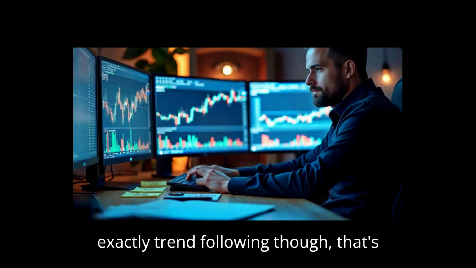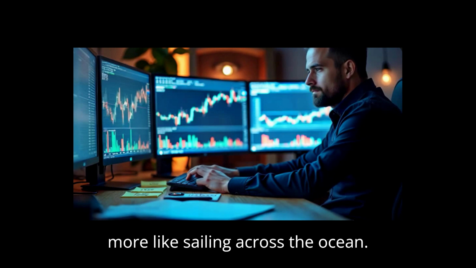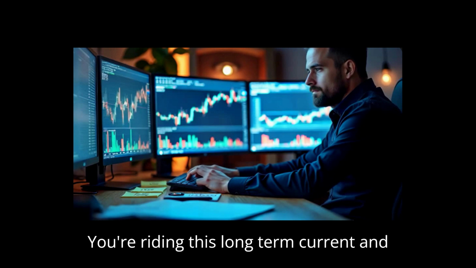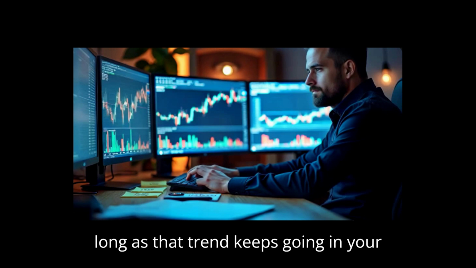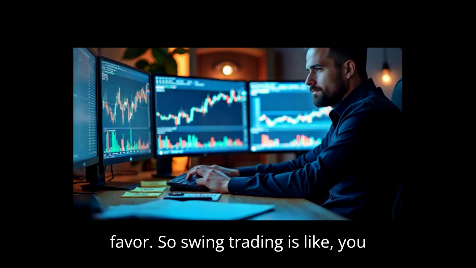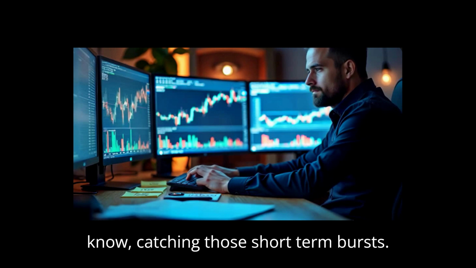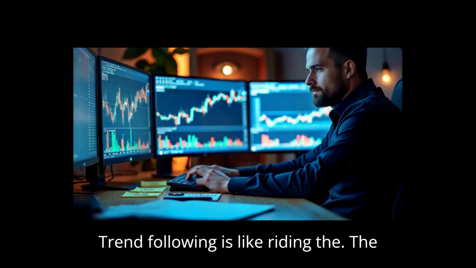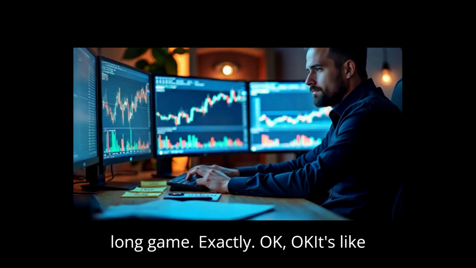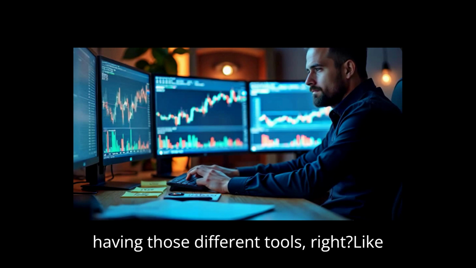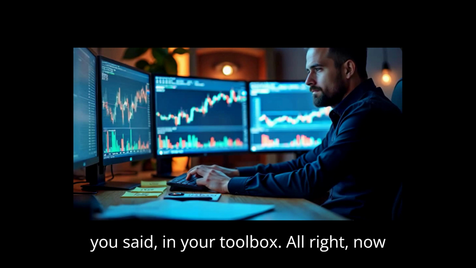Exactly. But trend following, that's more like sailing across the ocean. Yeah. You're riding this long-term current, and you're holding onto your position as long as that trend keeps going in your favor. So swing trading is like catching those short-term bursts, and trend following is like riding the long game. Exactly. It's like having those different tools in your toolbox.